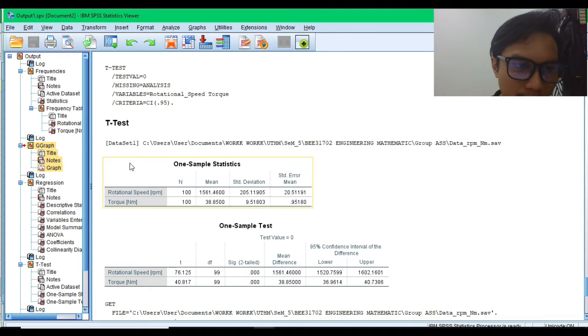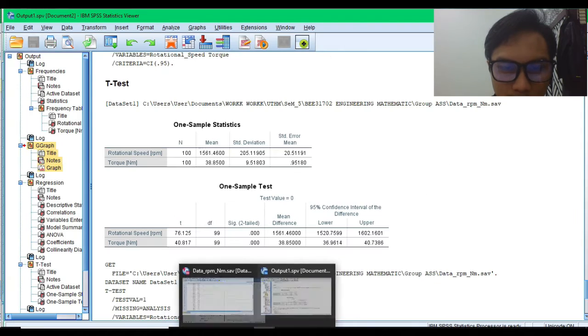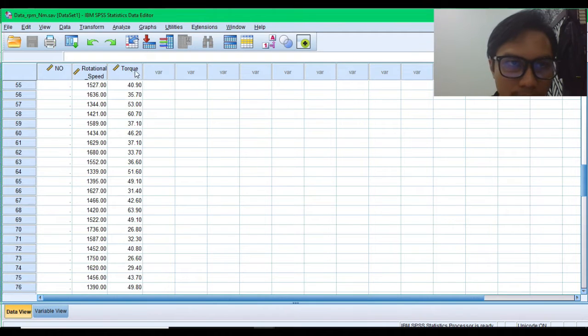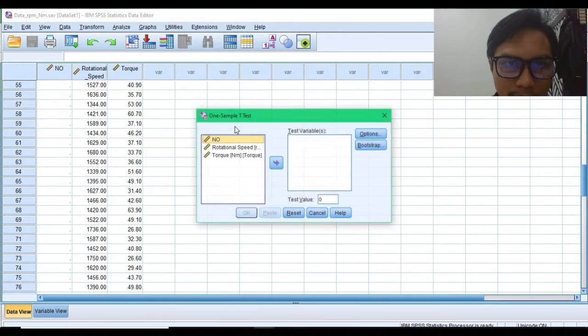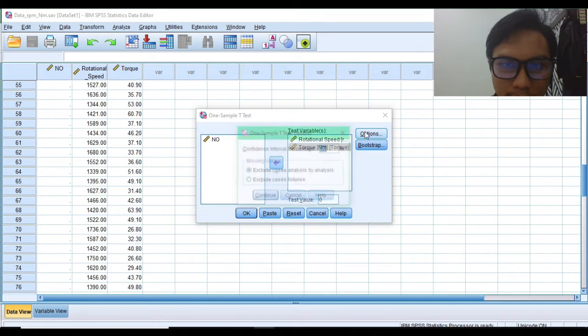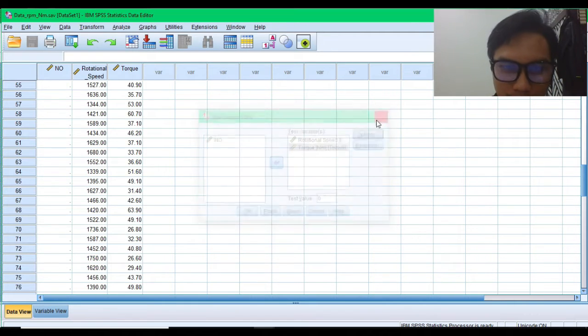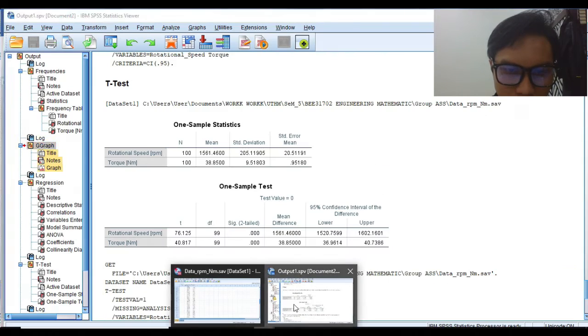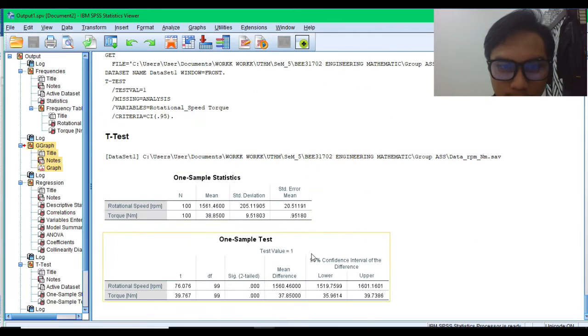Next simulation is the t-test. We have t-test 0 and t-test 1. Analyze, compare means, one-sample t-test. Rotational speed and torque also. The option is 95%. We do two simulations, 0 and 1. After that, we click OK and we get this output. This is for 0 and this is for 1.